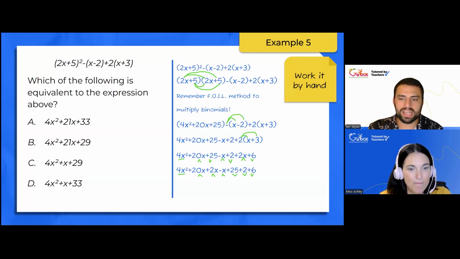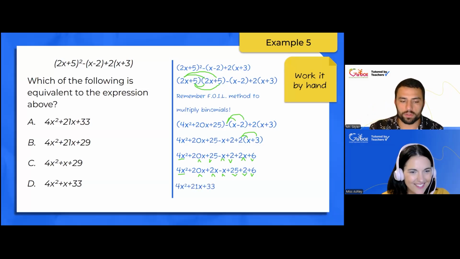They're going to be super easy to add up. Remember, you can only add the x squareds with the x squareds and the x's with the x's and the numbers with the numbers. And when I put all of those together, you're going to get your final answer of 4x squared plus 21x plus 33.